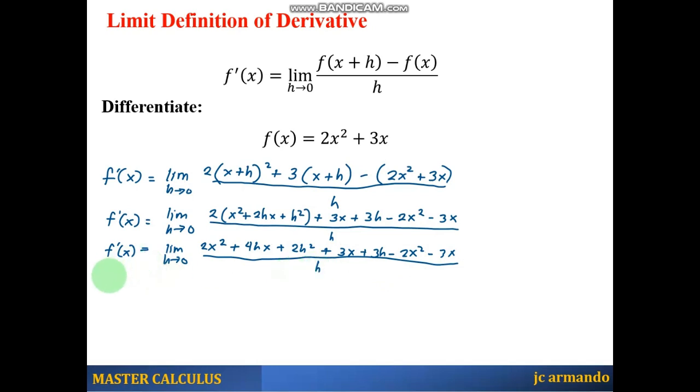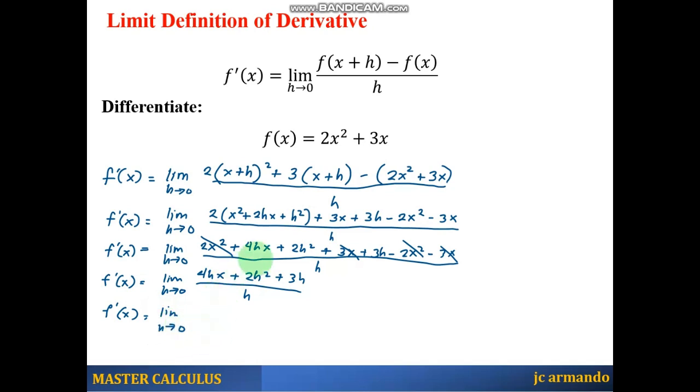Combine similar terms, so we have f prime of x equals the limit as h approaches 0. 2x squared minus 2x squared will be cancelled. 3x minus 3x cancelled. So we have now 4hx plus 2h squared plus 3h, divided by h. So you can factor, or if you want, you can divide by h to make it easier.